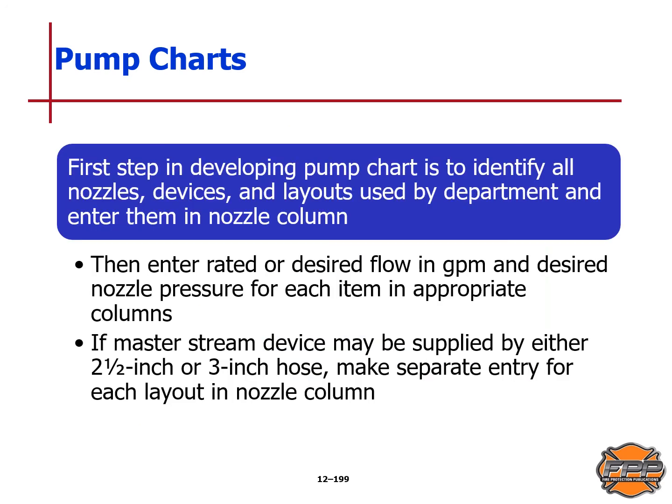The first step in developing a pump chart is to identify all nozzles, devices, and layouts used by the department and then enter them in a nozzle column. Then enter rated or desired flow in gallons per minute and desired nozzle pressure for each item in appropriate columns. If the master stream device may be supplied by either 2.5 inch or 3 inch hose, make separate entry for each layout in the nozzle column.